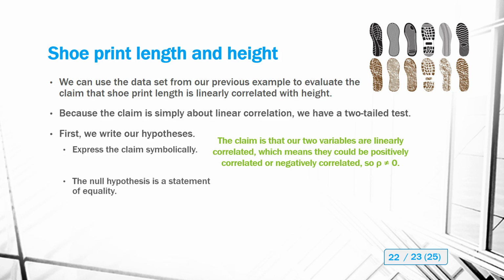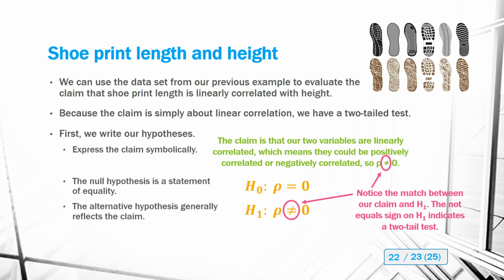The null hypothesis, by definition, is a statement of equality. So rho equals 0. The alternative hypothesis then generally reflects the claim. In this case, it exactly reflects the claim. And so we have a match between our claim and H1. Notice that the not equal sign on H1 is indicating a two-tailed test, which is what we would expect.